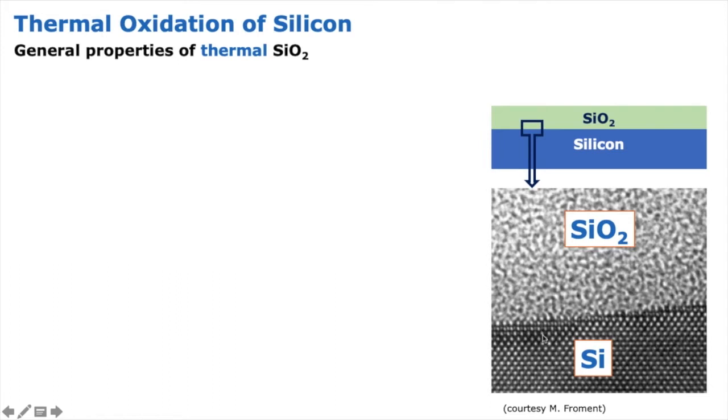Now if you go from the lattice image to SiO2, you don't have any lattice image for the silicon dioxide, because this is essentially an amorphous film, so there is no crystallinity in this. It is called fused silica. So it is amorphous in nature.